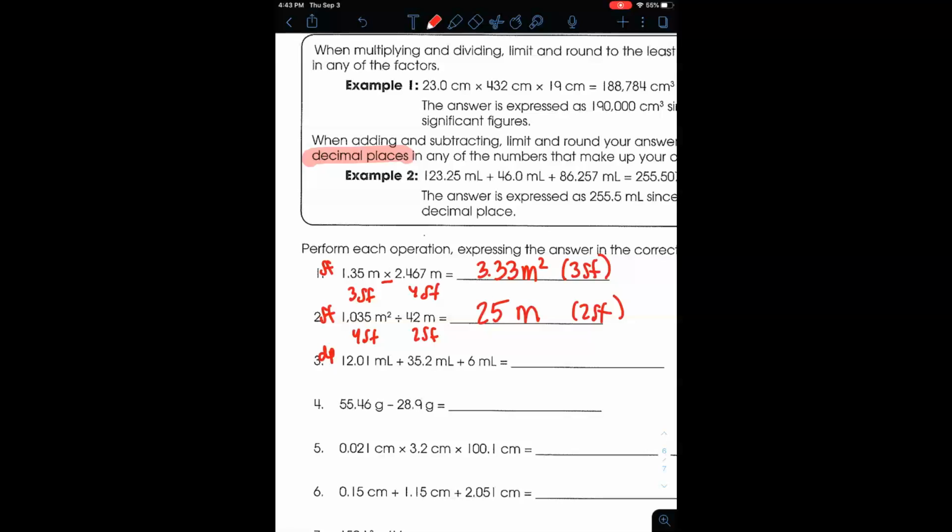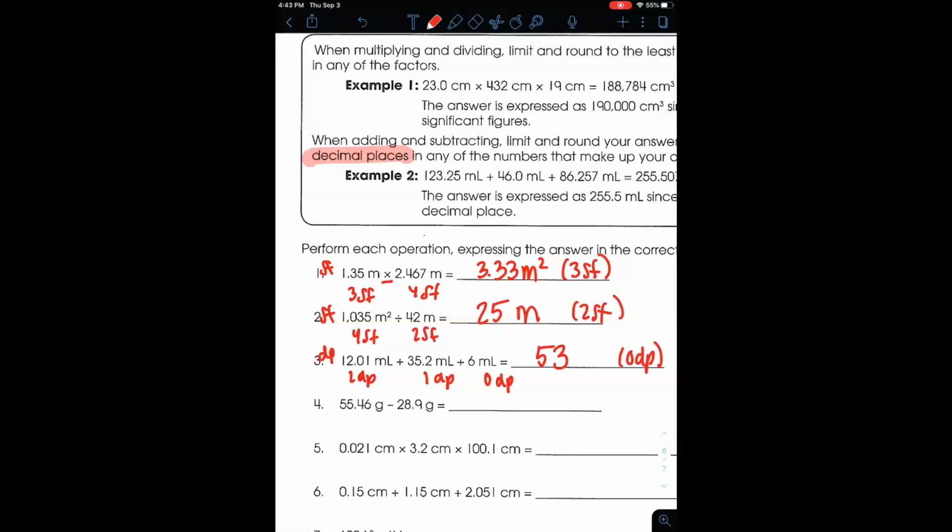So that means it's going to be based on decimal places. So looking at this problem here, I've got 2 decimal places, 1 decimal place, and 0 decimal places. So of course my final answer needs to have 0 decimal places. When I plug it all in, I get 53.21, which means the final answer is 53.